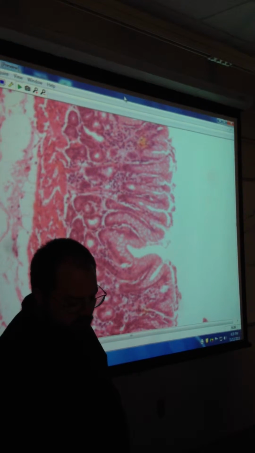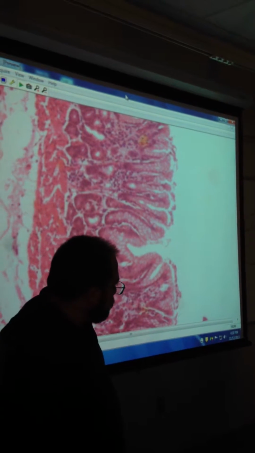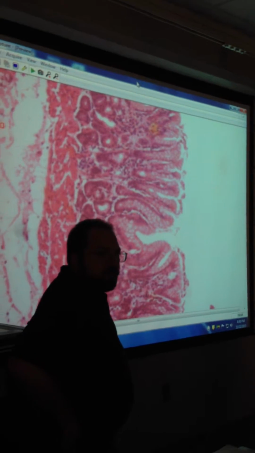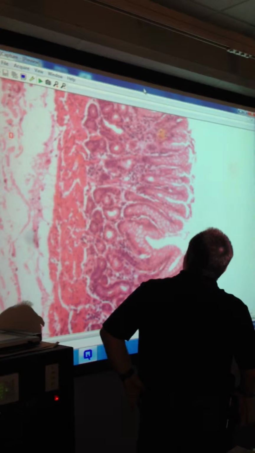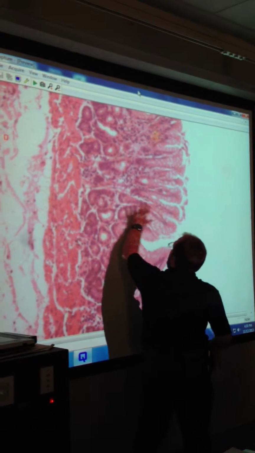Stomach histology? Yeah, we have... You have chief cells and... No, okay. Then don't worry about that. Okay, so just the gastric glands, gastric pits.